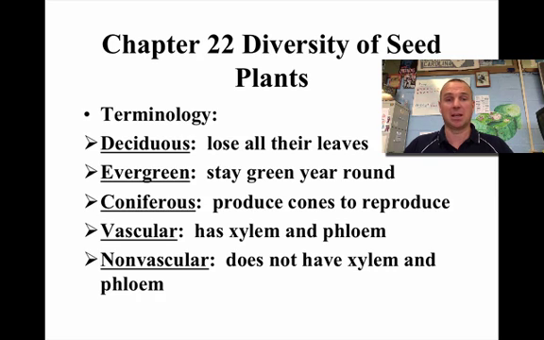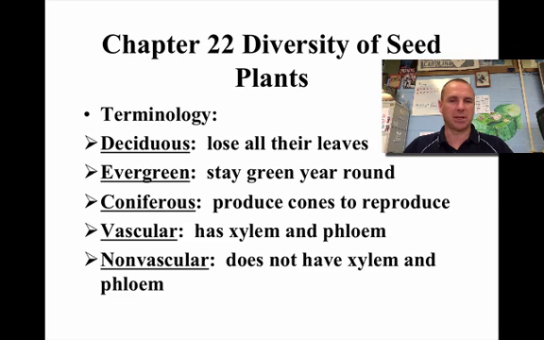Deciduous means that a plant's going to lose its leaves every year. We have a lot of deciduous trees. Evergreen is going to stay forever green year-round. Coniferous means that it has cones. You can see the first 3 letters of coniferous means cones.